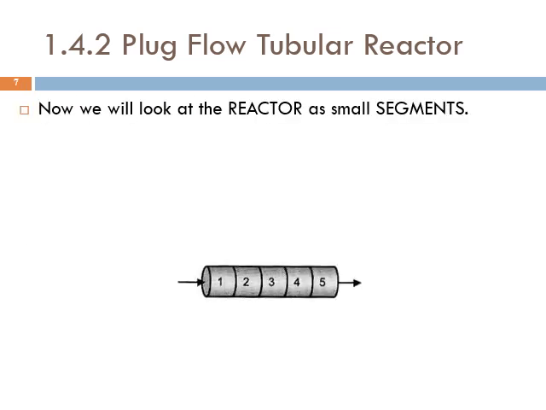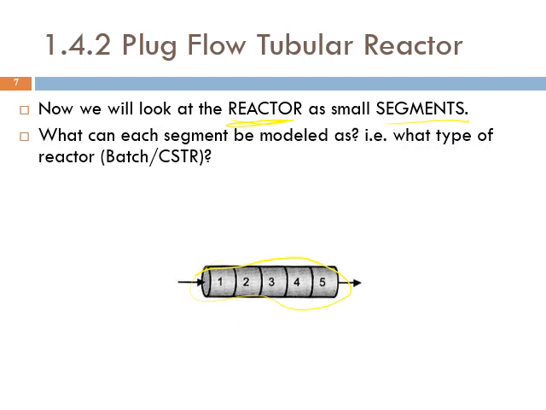Let's now look at the reactor. So we're not looking at the flow, we're looking at the reactor as small segments. So this is my reactor, and let's look at it as segments. Segment 1, 2, 3, 4, and 5. What can each segment be modeled as? What type of reactor? Batch or CSTR? Think with me.